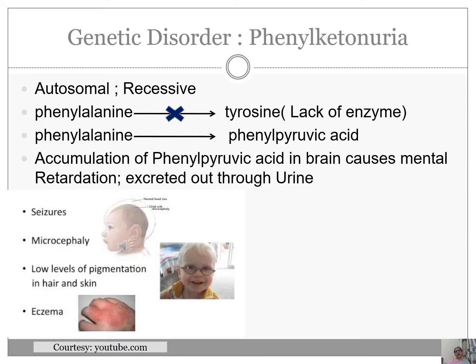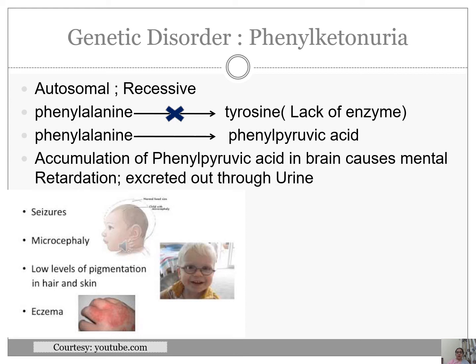Coming to the next disorder, that is phenylketonuria. This is also an example of pleiotropy, that means a single gene can affect many phenotypic characters. This is an autosomal disease, and it is caused by the recessive allele.